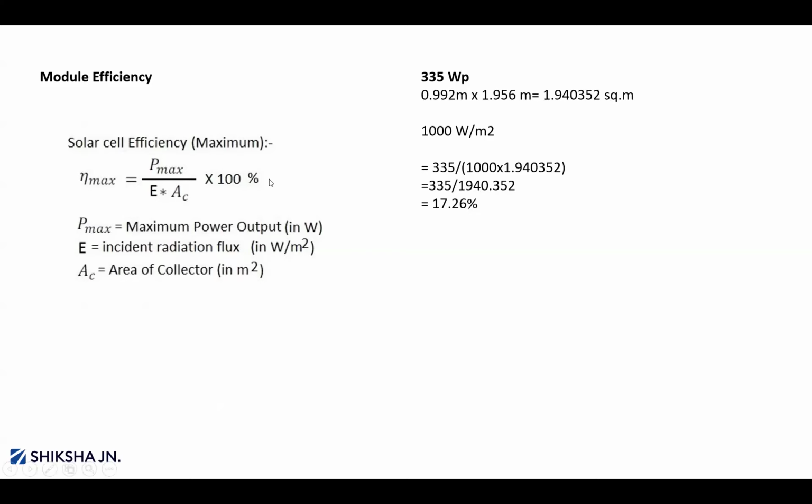Next, suppose in the data sheet they have offered a module efficiency, and you want to check whether it is correct or not. For that we have this formula, solar cell efficiency calculation. Here, efficiency max is equal to Pmax divided by E into A, into 100%. Here Pmax is the maximum power output, E is the incident radiation flux, and A is the area of the collector.